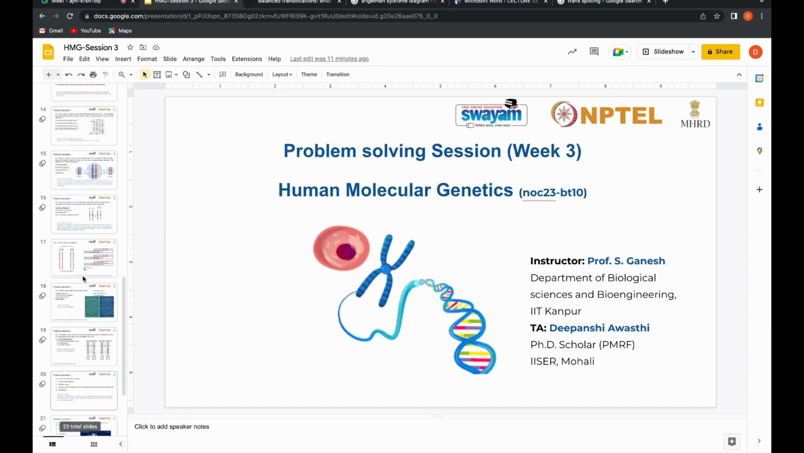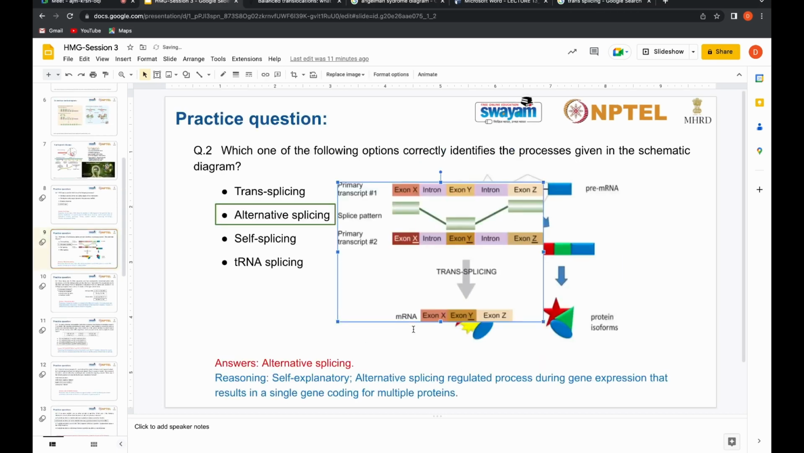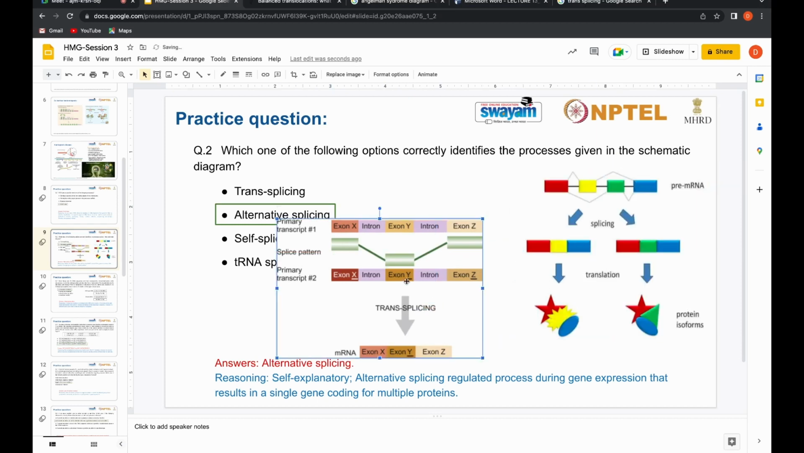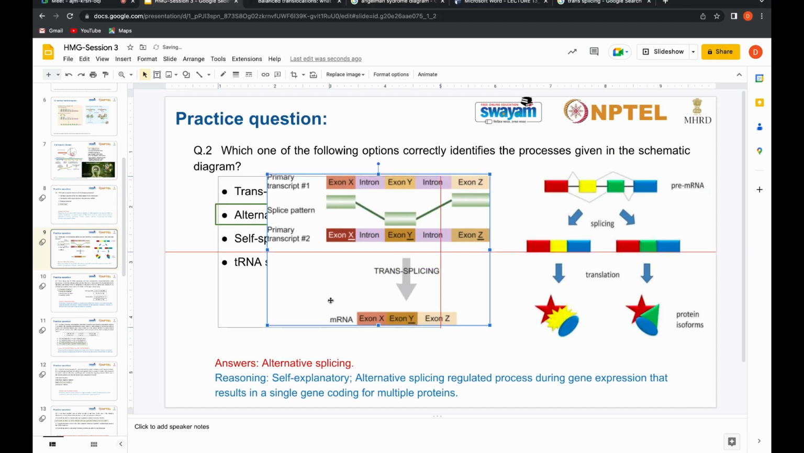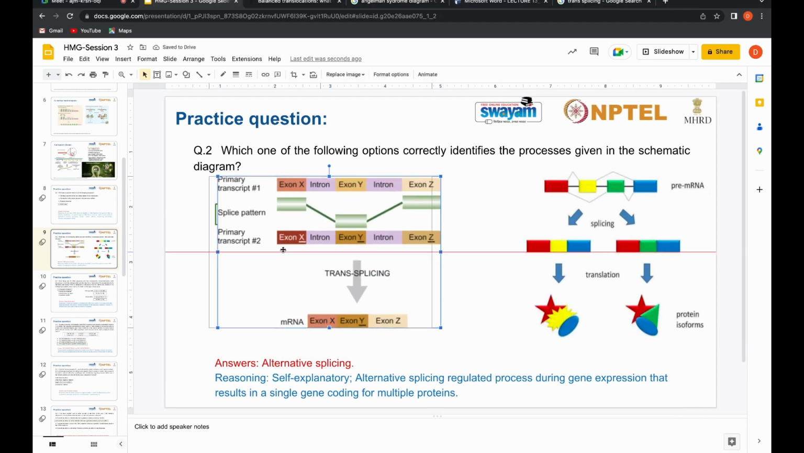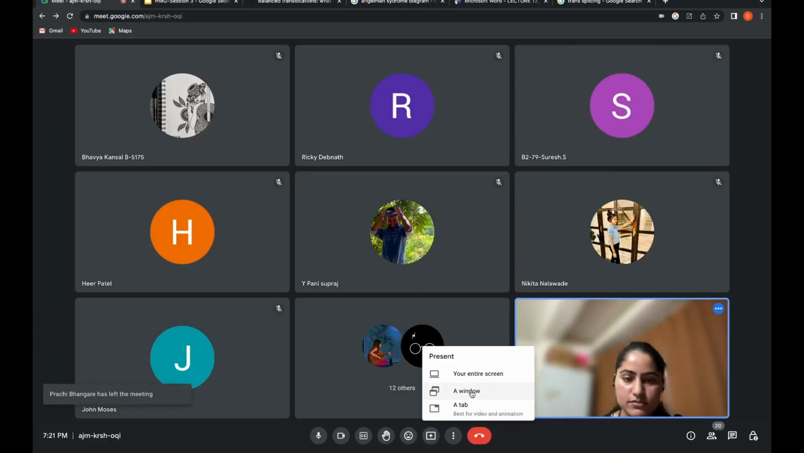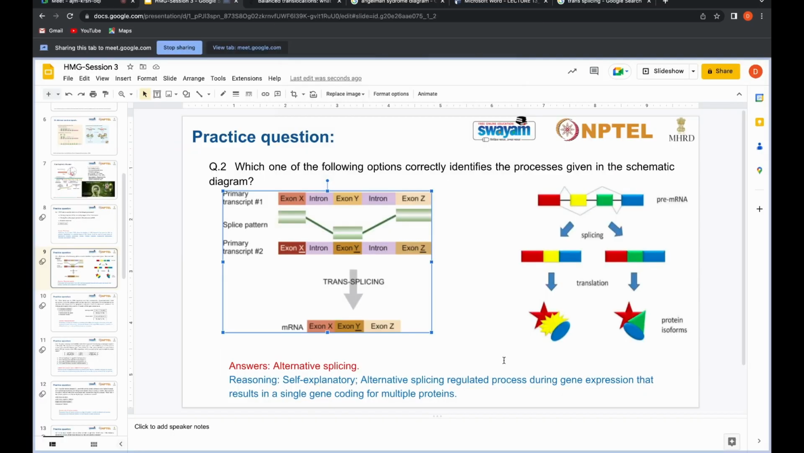Okay, just give me a moment. I'll find that question. Question number 2, I guess. Got it. I was just looking for the image for trans-splicing so that you can see. Is the screen visible? Yes, ma'am.